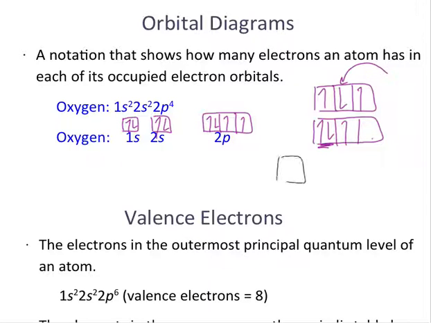Another thing that's wrong is if you see this. This would be 2s. This will be 2p. If you see this, that's an excited state. What did we do wrong there?